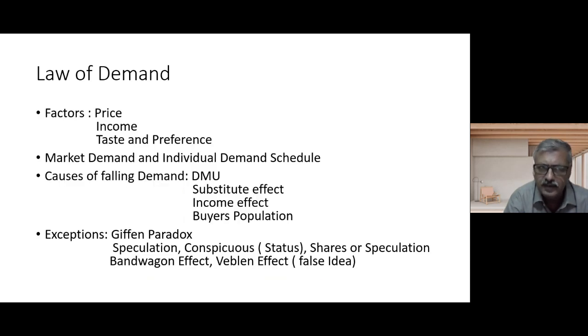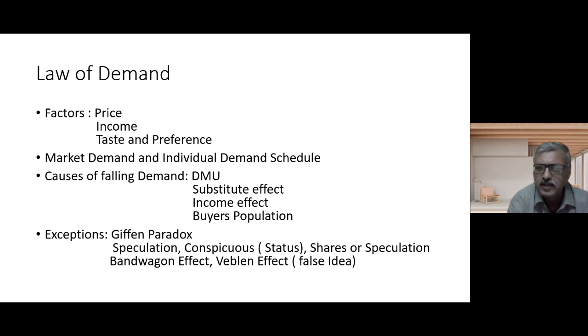What are the factors that affect the law of demand? Primarily, there are three factors: price of the commodity, income of the population, and taste and preference of the population. Individual demand and market demand we have discussed. Why does demand always fall? It is because of the determinants, the factors, maybe because of diminishing marginal utility and all the factors of demand.